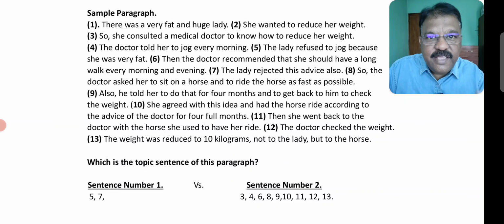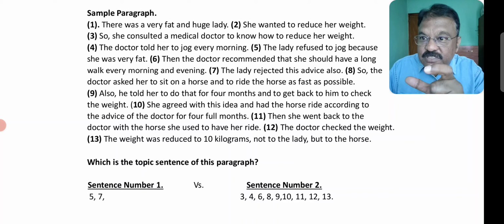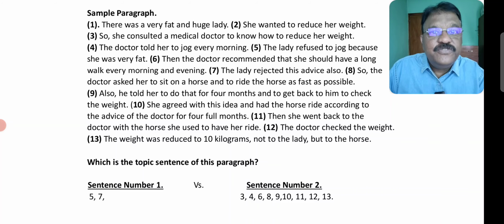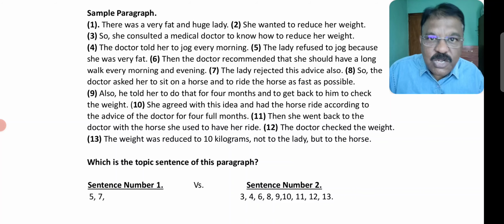It concludes by saying the weight was reduced. The complete paragraph talks about reducing the weight. The complete paragraph talks about the process on how to reduce the weight. In the process discussed in this paragraph, sentence number 13 provides us with the conclusion of this whole process. The conclusion is this: the weight was reduced. So sentence number 13 is the concluding sentence of this paragraph.